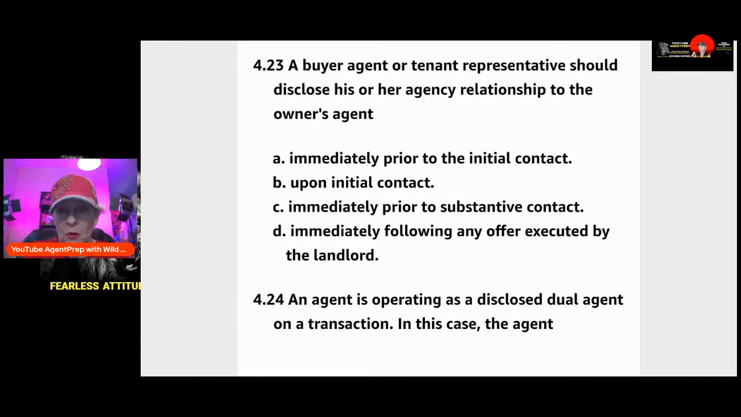Then we let them know right then and there, hey, I'm a realtor with so-and-so. Substantive contact is assumed to occur immediately in this circumstance. Okay, because they're calling about a specific property. You want to make sure they're talking to the listing realtor or the buying agent.